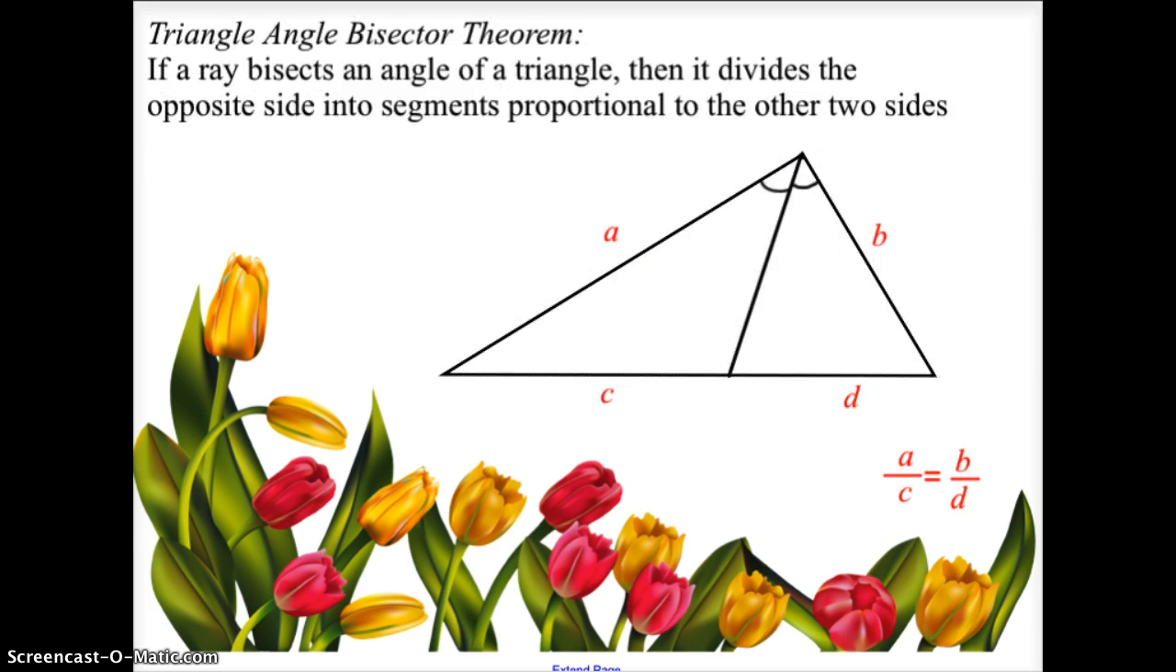The next theorem is the triangle-angle bisector theorem. And it says that if a ray bisects an angle of a triangle, then it divides the opposite side into segments that are proportional to the other two sides. Here's your angle bisector. It has now divided this big triangle into two little sections. A over C, the two on the left, are proportional to B over D, the two on the right. C to D, A to B, as long as you have the means extremes product being the same, then you know that those sides are proportional.